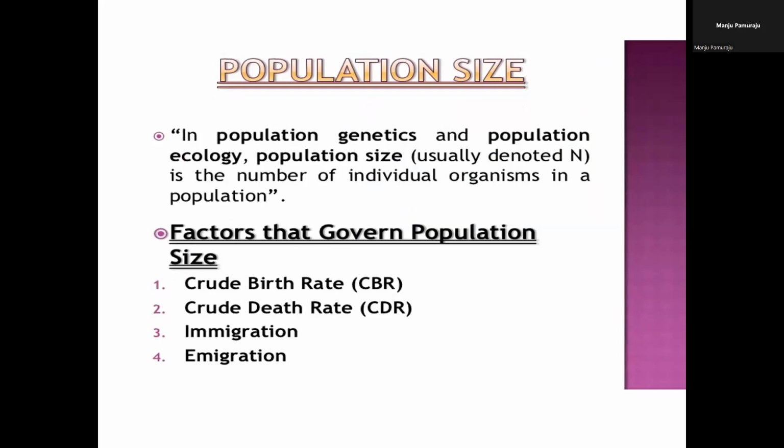Population size is also studied in population genetics, and in population ecology, it is usually denoted by N and is the number of individual organisms in a population. That is the number of individuals in a population. The factors that govern the population size are the birth rate, also known as natality, the crude death rate, that is mortality, immigration and emigration. These are the four main factors which influence the size of the population.